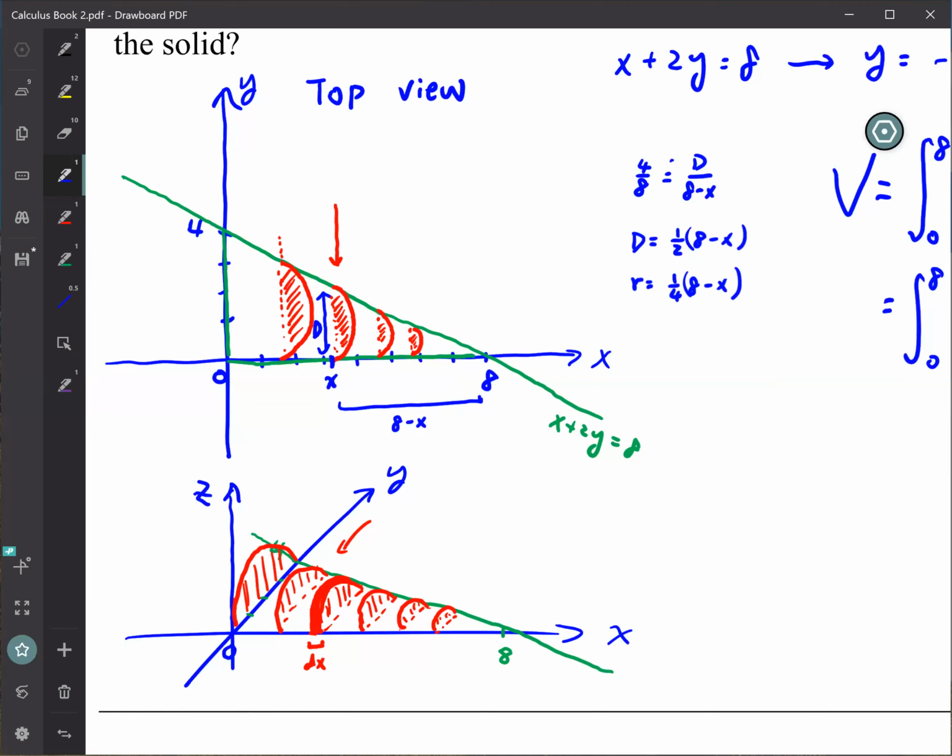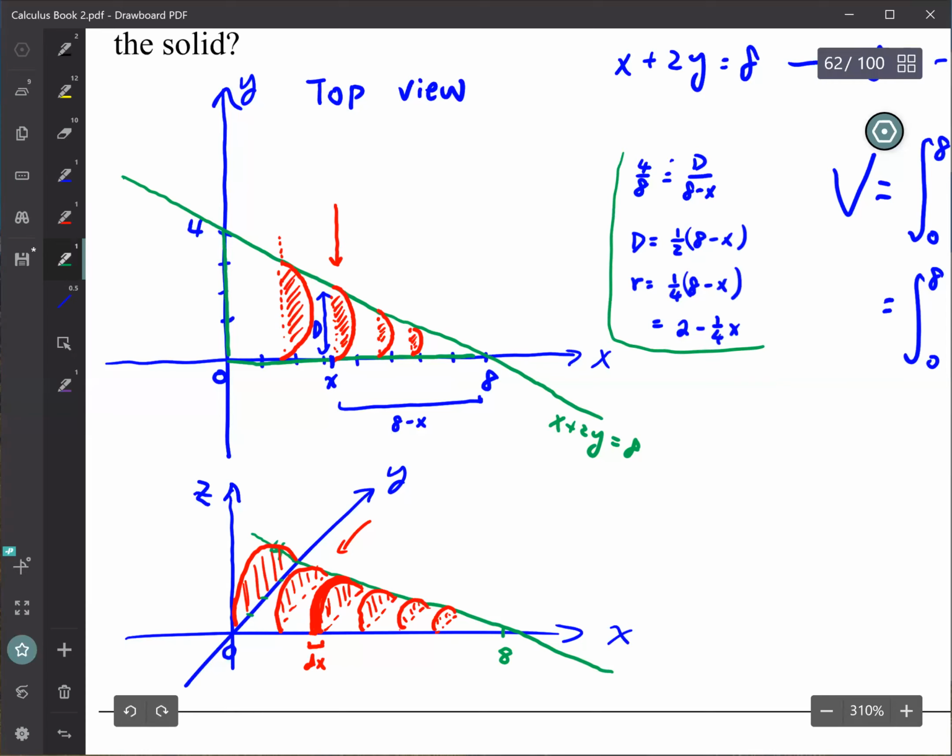So we can simplify this more, right? Expand the bracket so you get 2 minus 1/4x. Okay, so this is going to be the radius. So this is one of the ways, right? Very good. No one before has told me this way, okay? So using similar triangles.